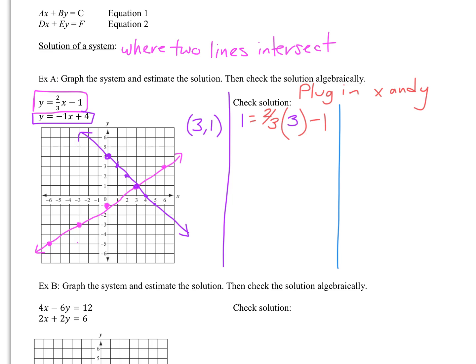So 2/3 times 3, you can put it in your calculator. You could also do 2/3 times 3/1. That would give you 6/3, which is just 2. And is 2 minus 1 equal to 1? Yes. So it worked. So check.